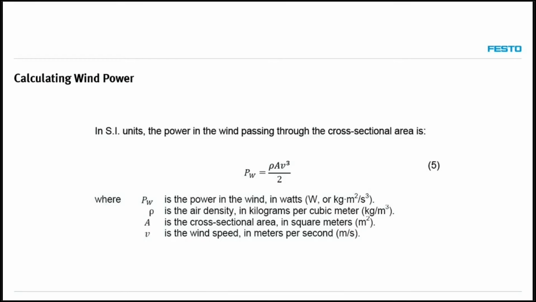So here we present to the students the full equation to calculate the amount of wind power, which is proportional, as you can see, to rho being the air density, A being the cross-sectional area of our wind turbine, V being the wind speed, and as you can see, it is to the power of 3. So as the wind speed increases, the amount of power contained in the wind increases exponentially.